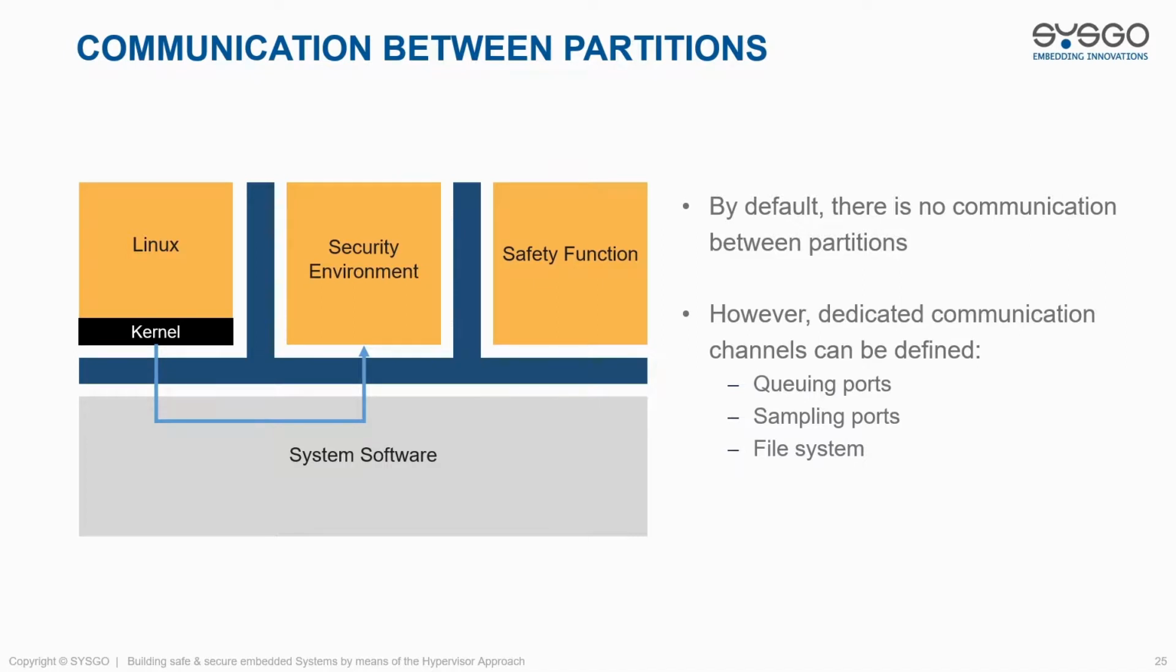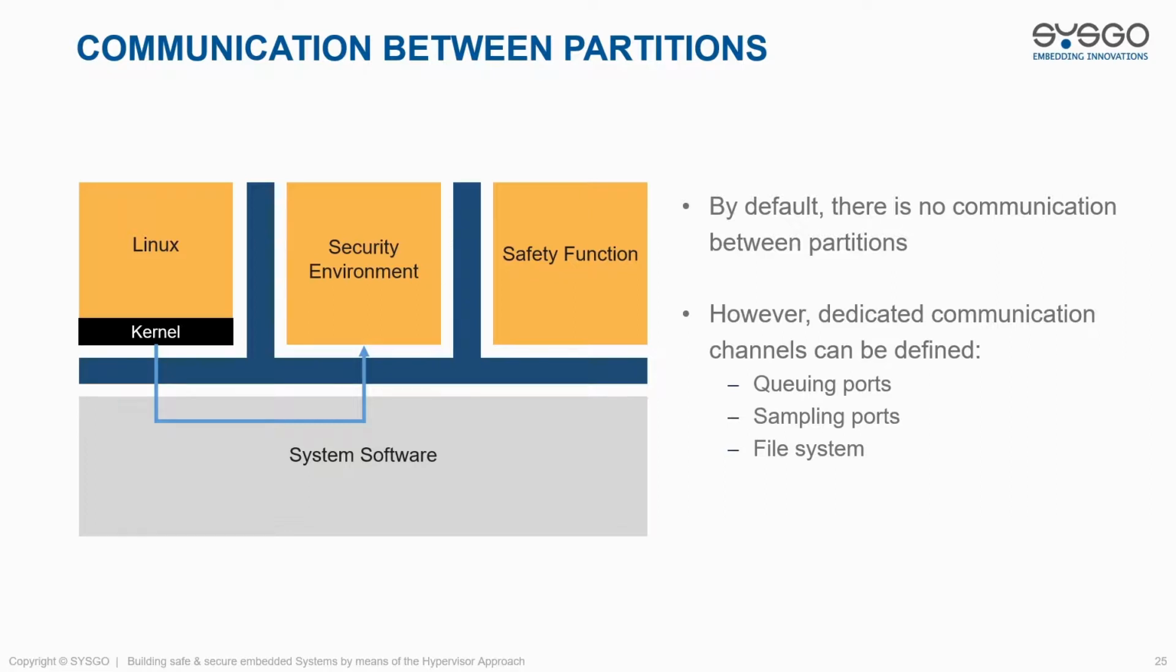The other communication method are sampling ports. They are also ARINC 653 compliant, and they are a one-to-many communication method. That means that one source can be connected to multiple receivers. This only has a buffer depth of 1, which means there's only a current set of data buffered in the system software.